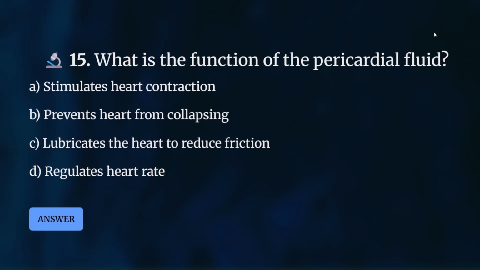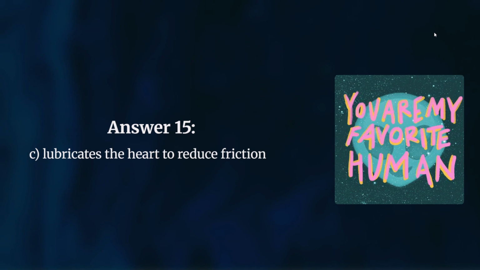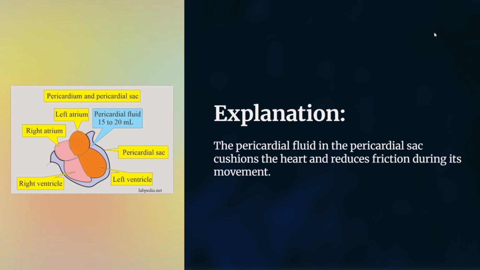Question number 15. What is the function of the pericardial fluid? Options are A. It stimulates heart contraction, B. It prevents heart from collapsing, C. It lubricates the heart to reduce friction, or is it D. that it regulates heart rate? Correct answer is it lubricates the heart to reduce friction. The pericardial fluid in the pericardial sac cushions the heart and reduces friction during its movement.